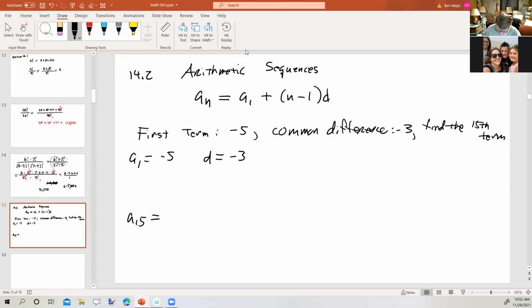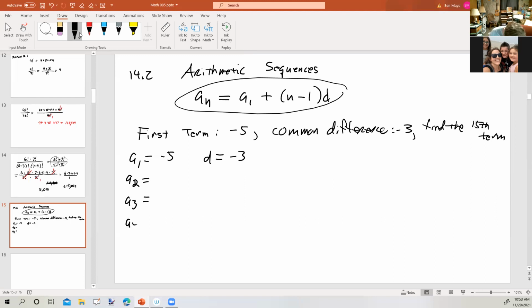Okay, so using this formula, a sub n, that would be a sub 15. Wait a second. The direction said find the first 5 terms and then go on with that. So we need to do that. So let's do that first. A sub 2, a sub 3, a sub 4, a sub 5, and then we'll find a sub 15. When all else fails, read and follow the directions. If the common difference is -3, that means that we add -3 to a sub 1 to get a sub 2, right? So this is going to be, let's see here.